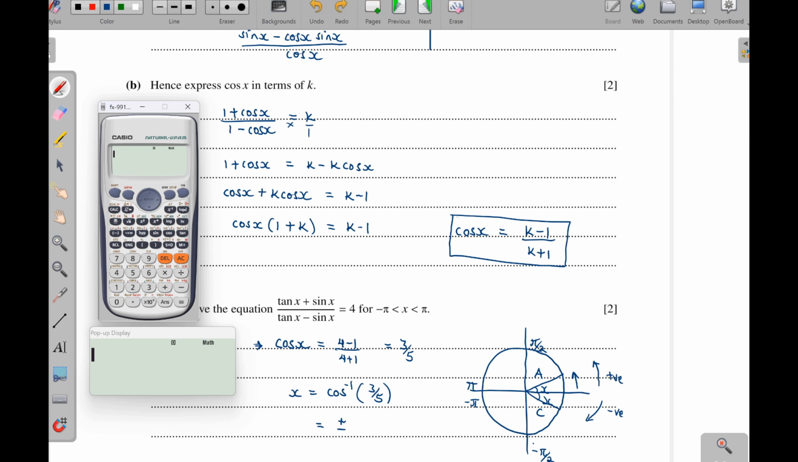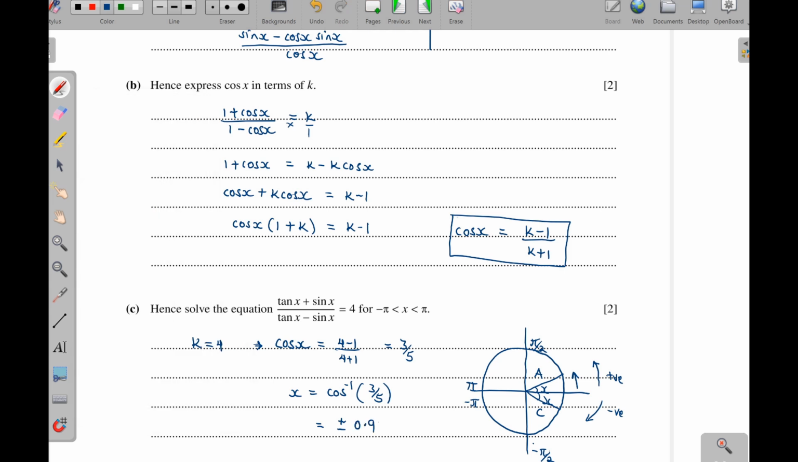Since the domain is given in radians, then you have to put your calculator in radians. Mine here is in degrees, so I'll press shift, then mode, and then I'll go to radians, which is option 4. And then we say the arc cos of 3 out of 5. Then this one is going to give you 0.927 to 3 significant figures. 0.927 in radians. 3 significant figures. That is that.